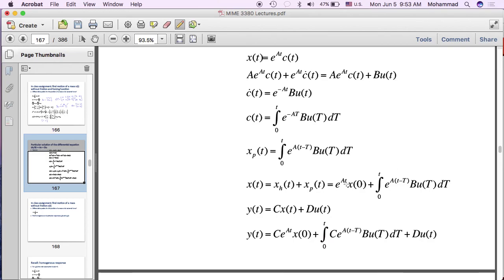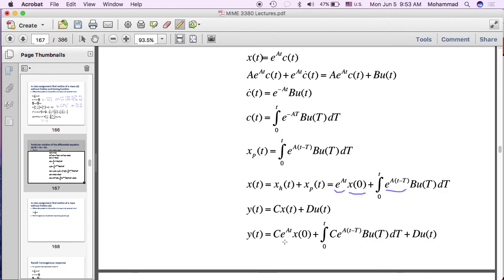Basically, what we are saying is you need to still find e to power At. That's there. You need to find e to power At through that expansion. This is x naught, which is a vector. These two together were the homogeneous x. On top, you need to calculate this integral. Again, this is through the series expansion. B is known, u of t is known. So if you carry this integration, you find x particular. Once you have x homogeneous and x particular, you pre-multiply it by C, so you get your y.